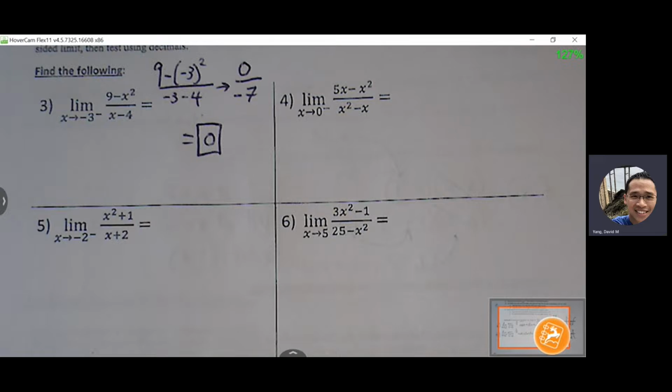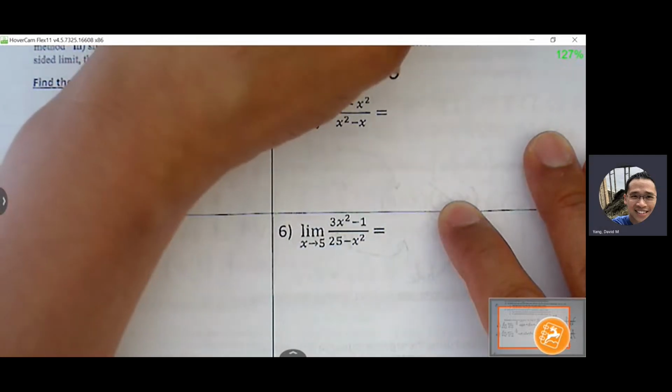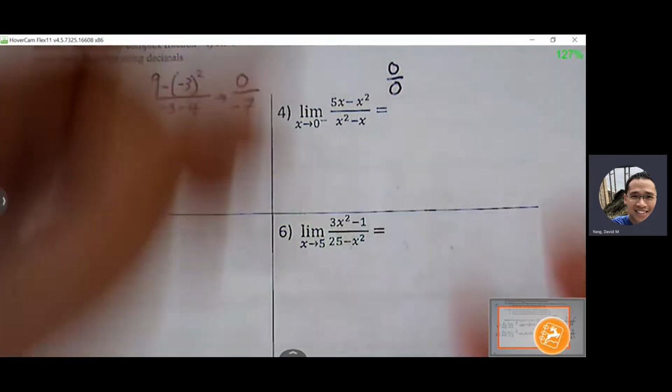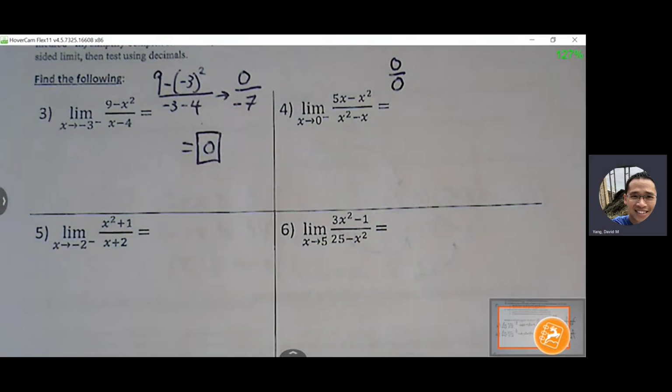Okay, number 4. First things first, plug in 0. And what do we get? 0 over 0. What does this tell us? There's a hole in the graph. There's a limit that's waiting for us at the end of the problem. We're going to be looking for common factors to remove. No decimals, right? Decimals are not part of our process here either.